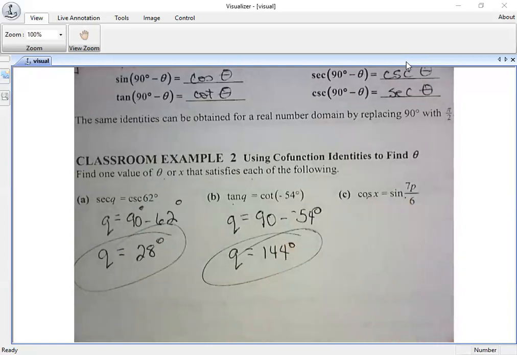And on this one, now this is a little different. This p, remember, is actually pi. So it's 7 pi over 6. Now, do we want to leave it in radian form? Let's see if we can on this one, because instead of subtracting it from 90, what would we subtract it from?